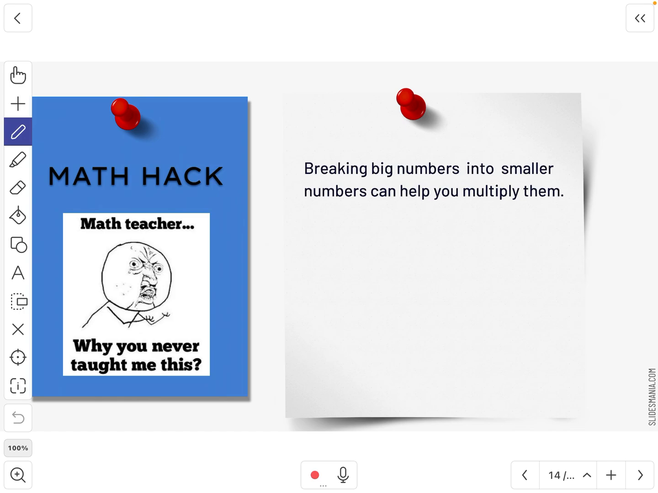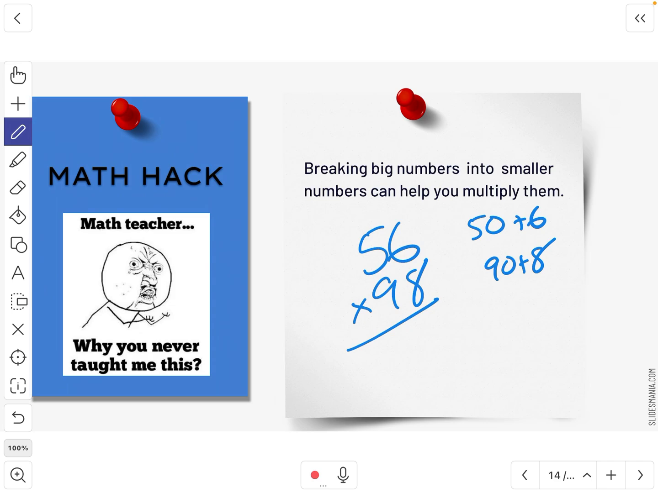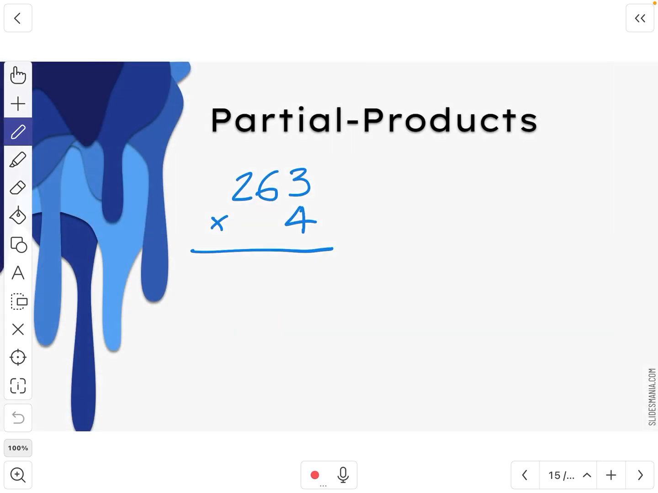But first, here's the tip. Here's the big idea: breaking big numbers into smaller numbers can help you multiply them. So if you get something like 56 times 98, and you're thinking, kiddo, what? Remember that you're really dealing with 50 and 6, 90 and 8, and you're just going to be multiplying smaller numbers. So let's get on with it, and you'll understand exactly how that hack works.